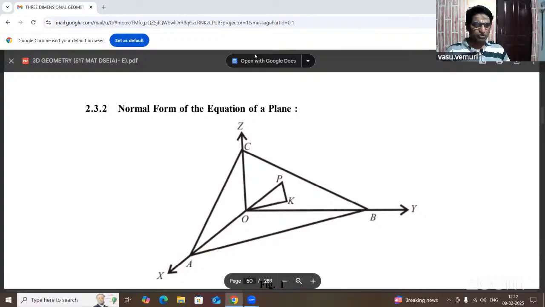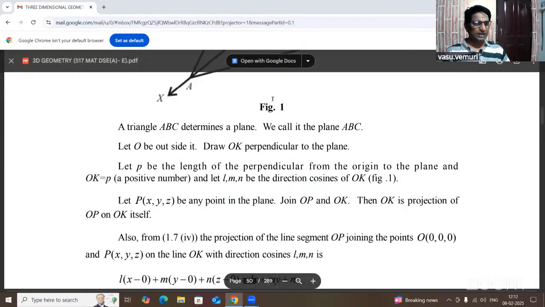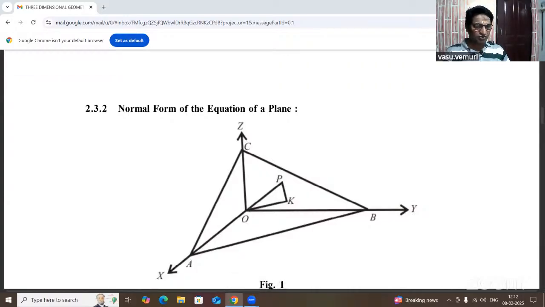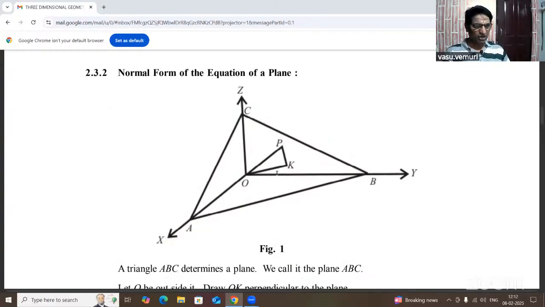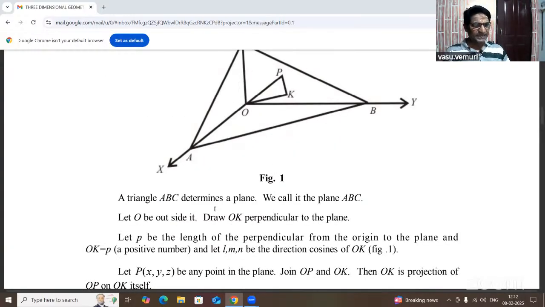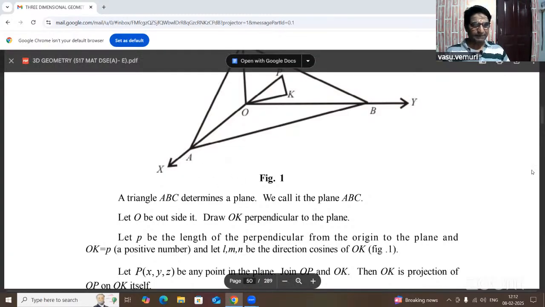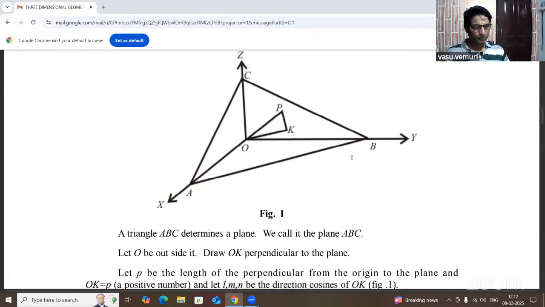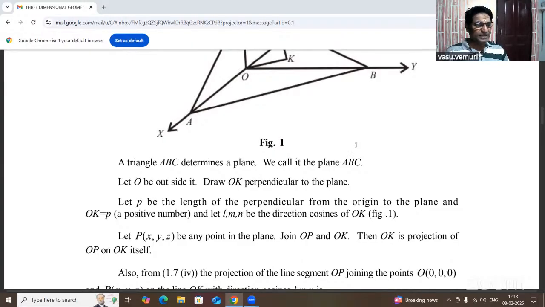Now, you have to see this one. How to construct the normal form? According to the dimensions, the point where these three axes meet is called the origin. Draw one point in between the dimensions. Suppose P is any point, so OP is one direction, that is the position vector. Now in triangle ABC, the point on the x-axis is A, on the y-axis is B, and on the z-axis is C. So ABC determines a plane.